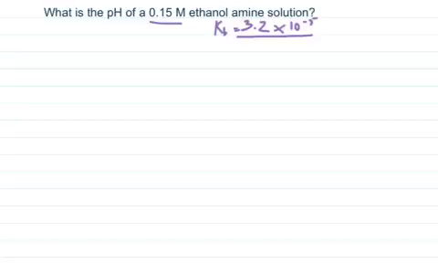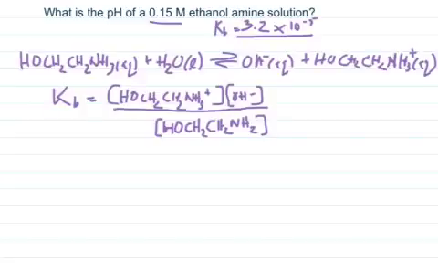So the first thing we need to do is to write the dissociation equation and Kb expression, which we already did. So I'm just going to show this again. So here it is again. We have the dissociation equation and the Kb expression. And again, we know the Kb is equal to 3.2 times 10 to the minus fifth. Alright, so the next thing we're going to do, just like we did with the Ka, we're going to set up a reaction table.